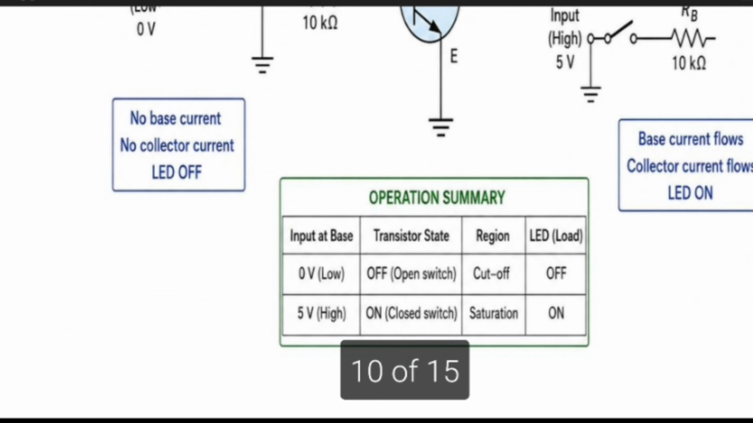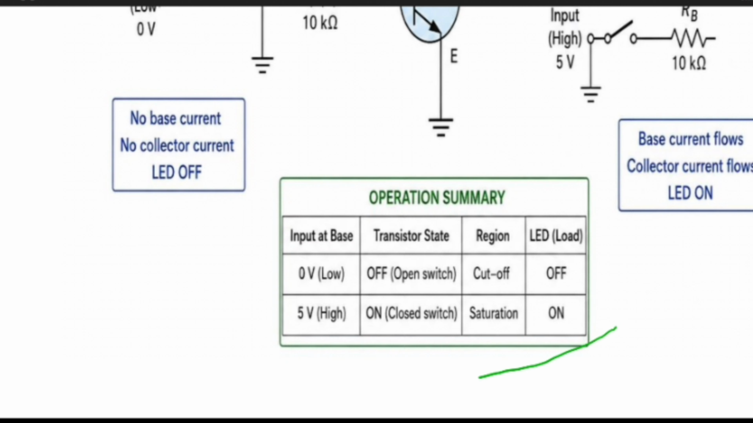Finally, the summary of what will happen in each region is represented here. If the input base is at 0 volt, the transistor state is off, the region is cutoff, and the LED will be off. If the input is high voltage, it closes the switch, and it is saturation, on. So this diagram represents how it will work.